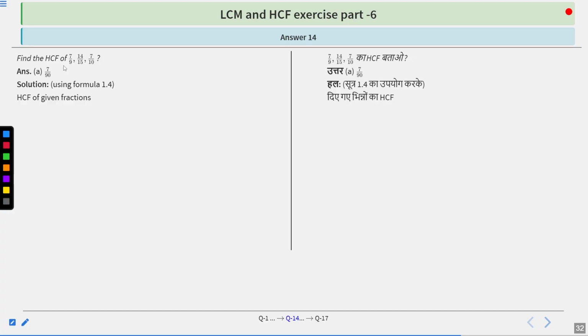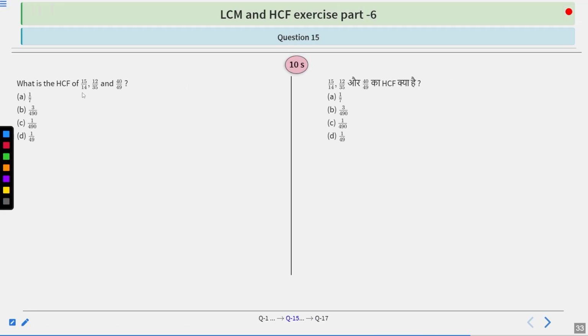Now, HCF of fractions is equal to HCF of numerator upon LCM of denominator. That is formula 1.4. So we have to find the HCF of numerators, and numerators are 7, 14 and 7. So HCF of 7, 14, 7 upon LCM of denominators, and denominators are 9, 15 and 10. That is equal to 7 upon 90, because HCF of 7, 14 and 7 is 7, and LCM of 9, 15 and 10 is 90. So 7 upon 90, option number A is the correct answer.